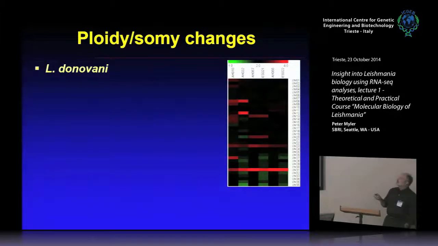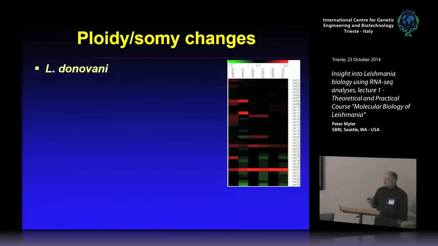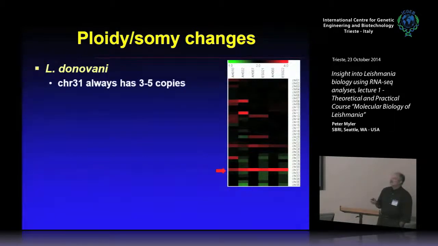So if we look at a couple of L. donovani isolates, these are several different isolates, and what we're doing is just measuring on a heat map the copy number for each of these chromosomes. Essentially, if the chromosome is colored green, that means there are fewer copies than the 2 that you would expect, and if it's colored red, there are more than 2. What you'll see to start with is that chromosome 31 always has between 3 and 5 copies. So there are always more copies of chromosome 31 than any other chromosome.